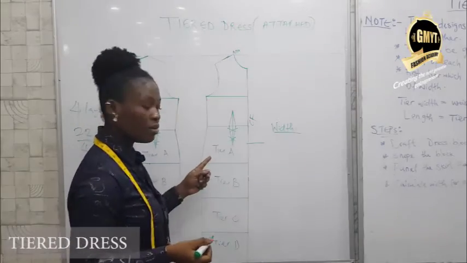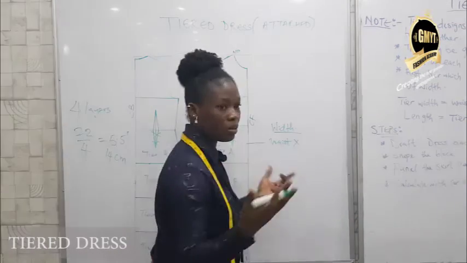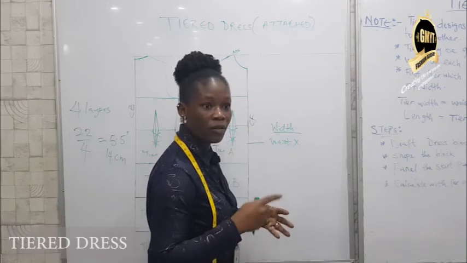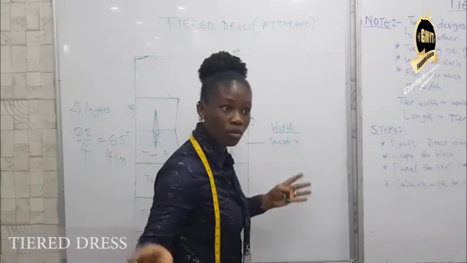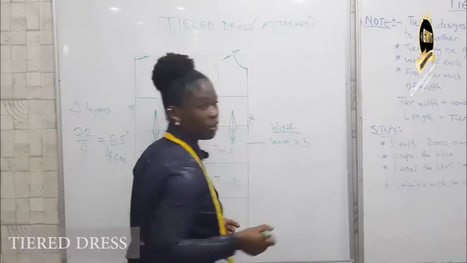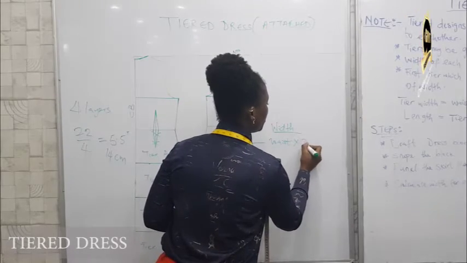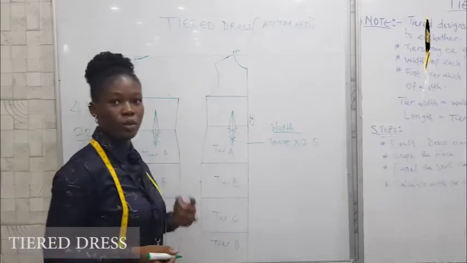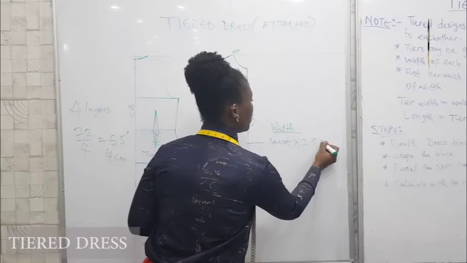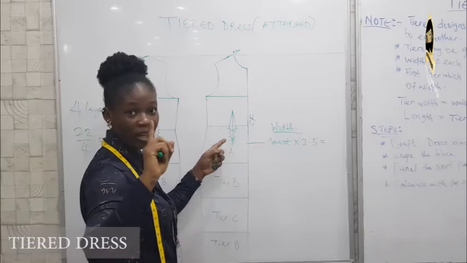So my waist measurement times the amount of fullness. I told you 1, 2, 3, 4, 5, 6. It depends on how full you want it. So I'm going to multiply it by 3. Or let me multiply it by 2.5 to avoid too much bulkiness. Whatever answer this gives me is what I'm using for tier A, just tier A alone.